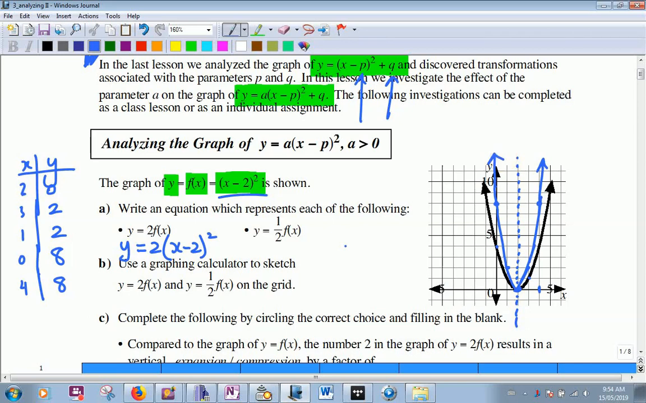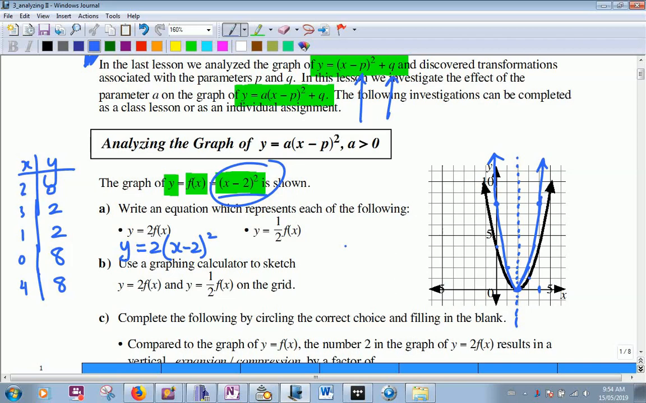So, how would you describe the shape of that graph compared to not x squared, but (x minus 2) squared, which is the black one? A little more inwards, a little thinner, skinnier.